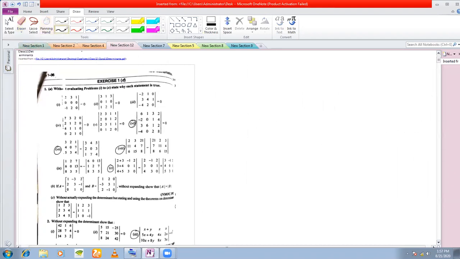Next is 1A 9. Again start from the left hand side. You have the determinant 1, 6, 8, 2, 0, 3, and you have 7, 13, 5. Okay, so now look at the right hand side also.